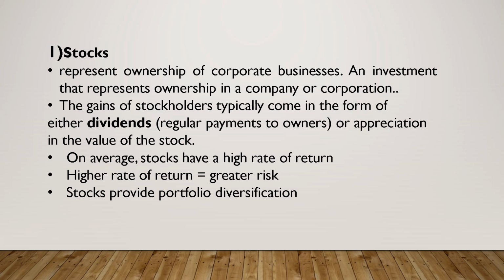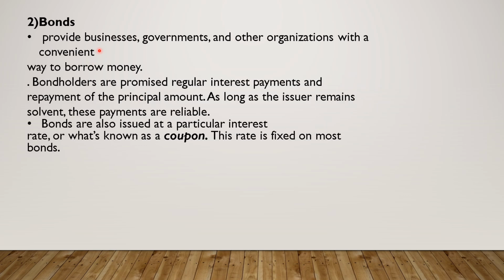We have bonds. They provide businesses, governments, and other organizations with a convenient way to borrow money. Bondholders are promised regular interest payments and repayment of the principal amount. As long as the issuer remains solvent, the payments are reliable. Also, bonds are issued at a particular interest rate, which is known as a coupon. A coupon is the particular interest issued when you have a bond. The rate is fixed, and most bonds have a fixed coupon rate.